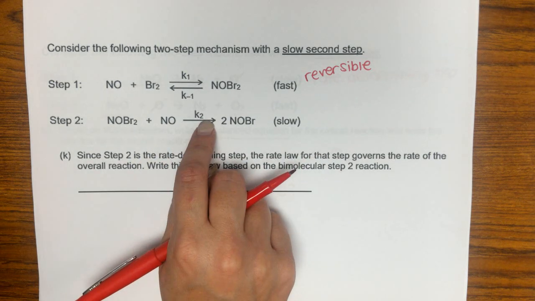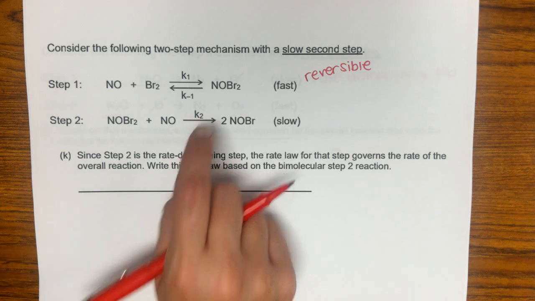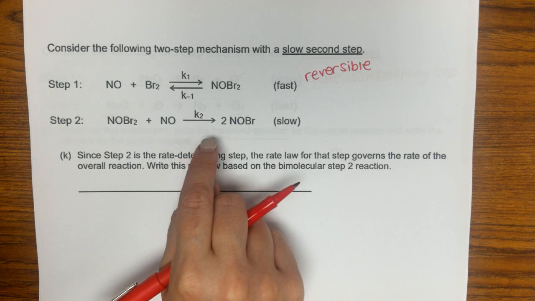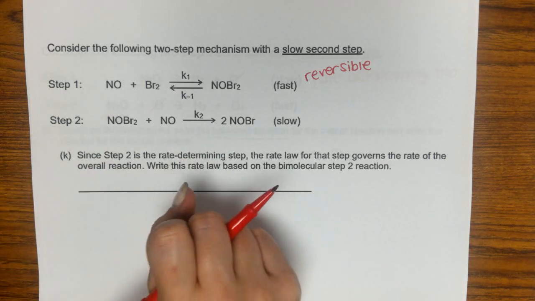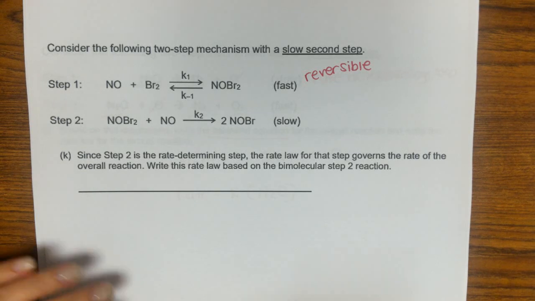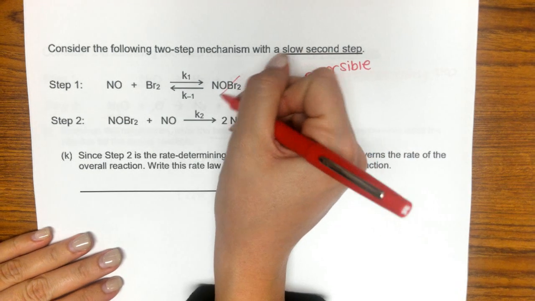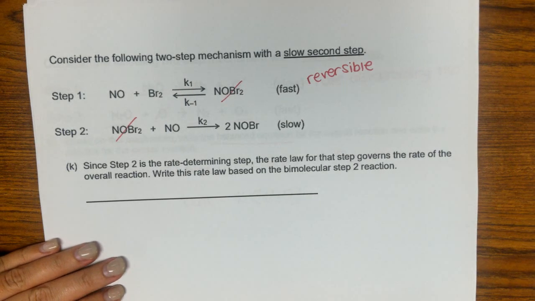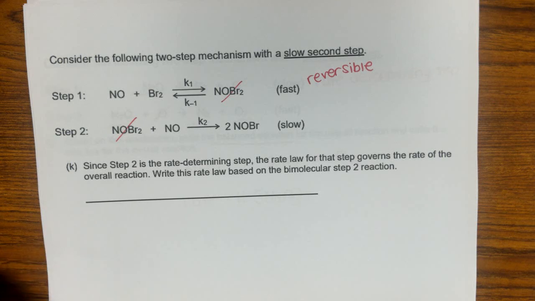And then we have k2 down here. So this is going to be a different rate constant for step 2. And step 2 is looking like it's not reversible because there's not another arrow. When I look at this reaction, I do notice that NOBr2 is an intermediate. It gets used up. Okay, so K says since step 2 is our rate determining step, the rate law for that one governs the rate of the overall reaction. And so we're going to write the rate law based on step 2.